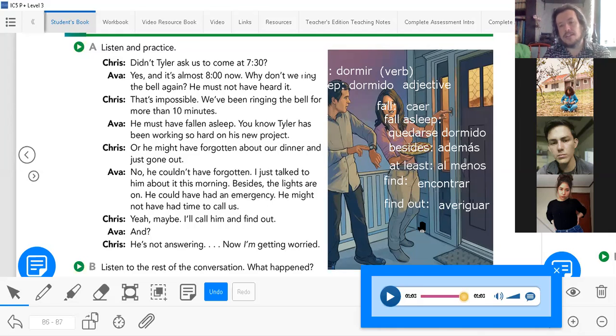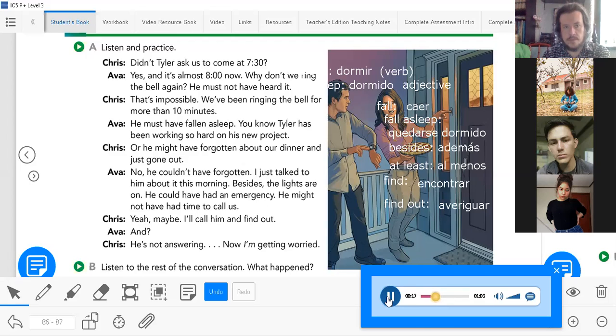Okay, well, now that you have this vocabulary, ahora que ya tienen este vocabulario, read it again, and listen to it again. Read it and listen to it again and see if you can understand most of it, okay? It's over here. Part A. Listen and practice.